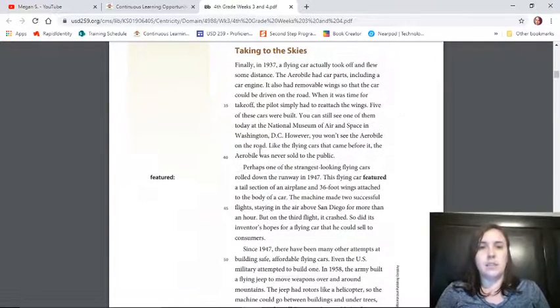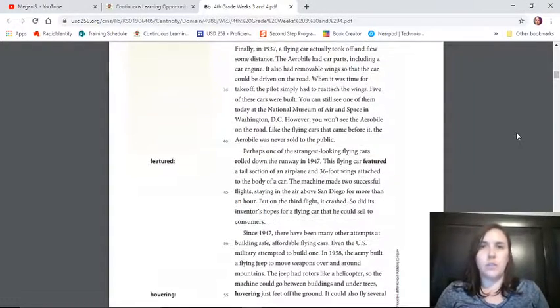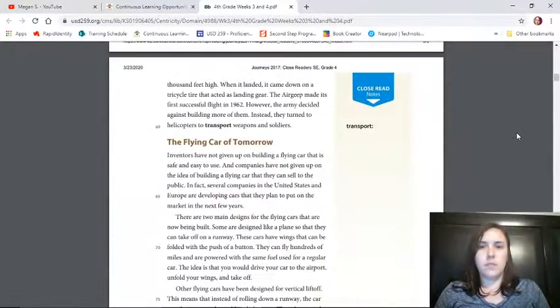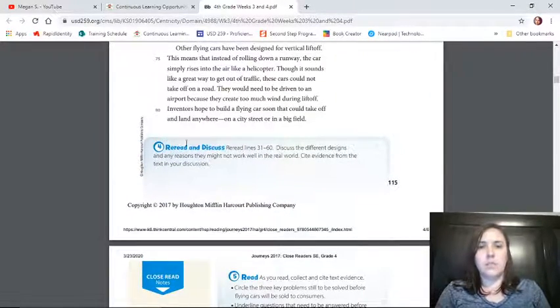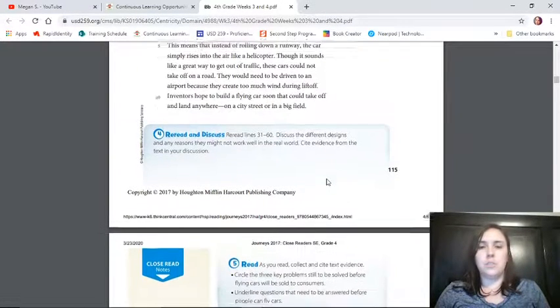Off to the side again, it has vocabulary words, so you're going to use context clues to figure out what those words mean. And then at the bottom of this page, they want you to reread. And this says to discuss. If you have somebody in the house with you that can discuss with you, that would be great. Otherwise, you're just going to think about it to yourself. It tells you to reread lines 31 through 60 and discuss the different designs and any reasons that they might not work well in the real world. And you'll cite evidence from the text in your discussion. So you'll say, well, on line 75, it says this. That's how you could cite text evidence while you're having a discussion.